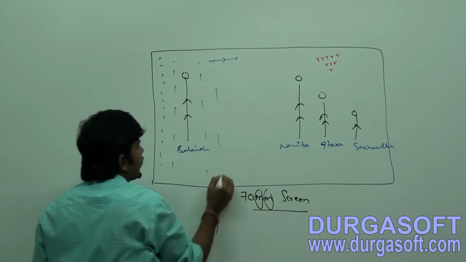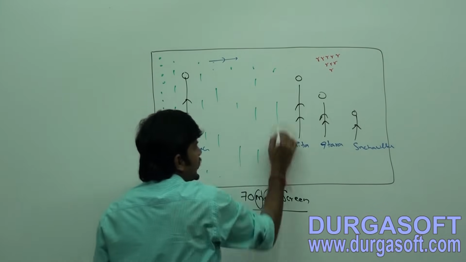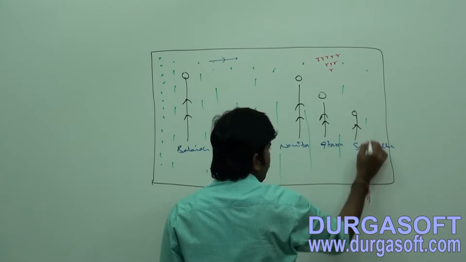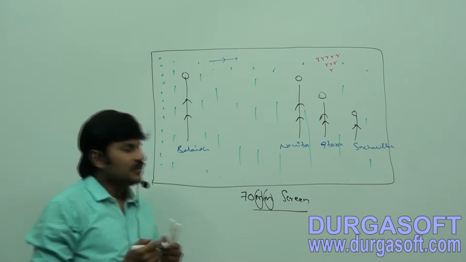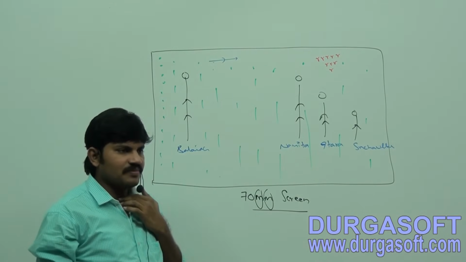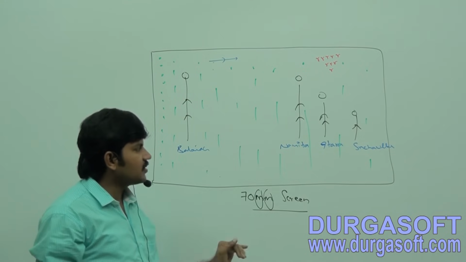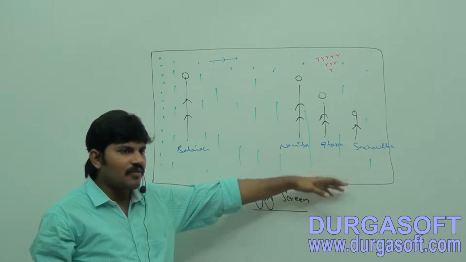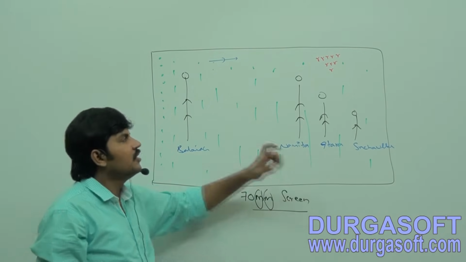Rain also started. Now observe, sir, here on the screen multiple activities are there. Balaya is dancing. At the same time Namita, Nayantara, Sneha Vallal, all these people are also dancing.